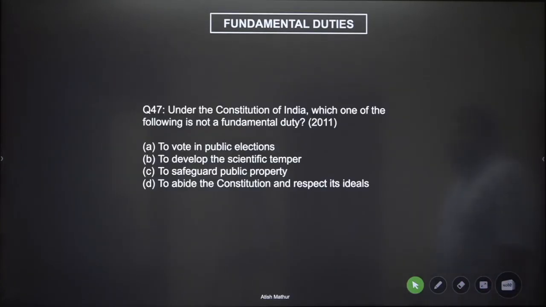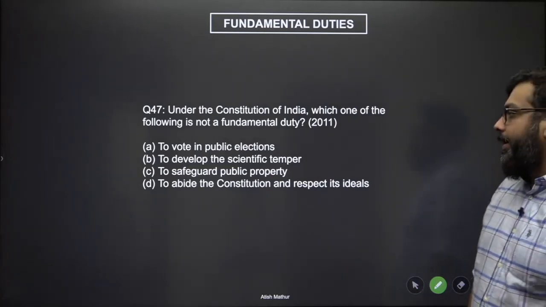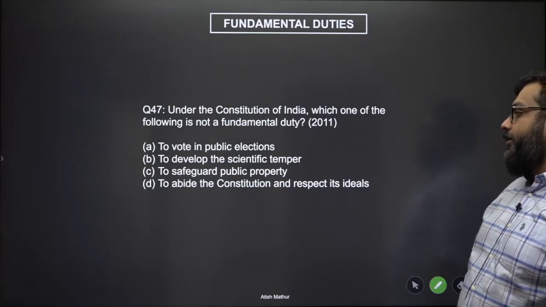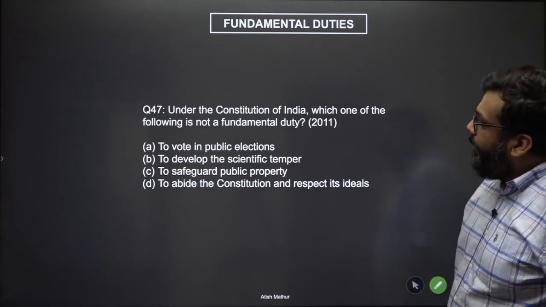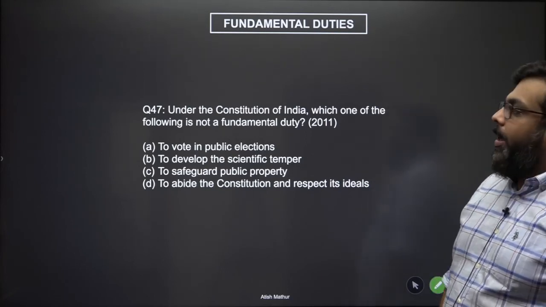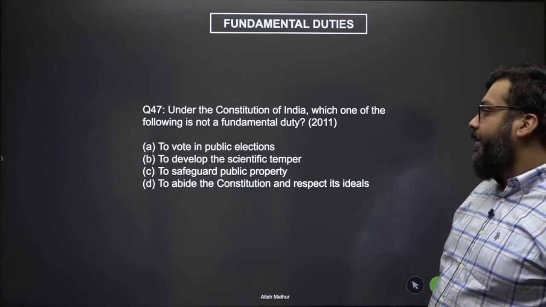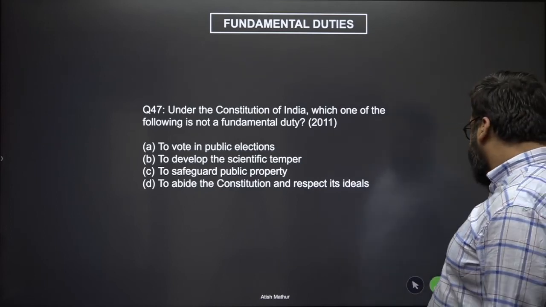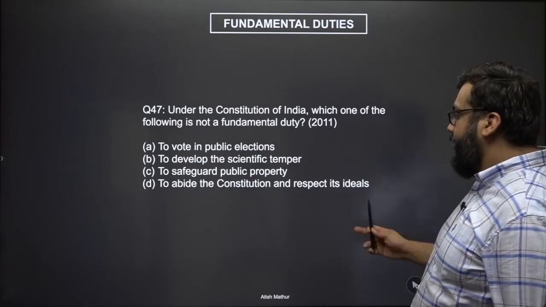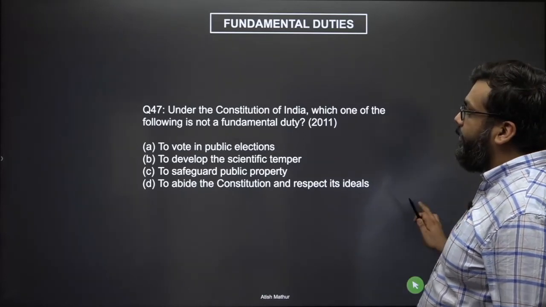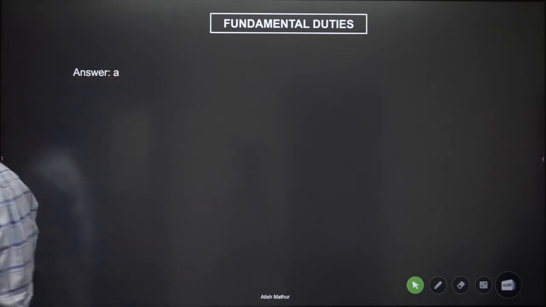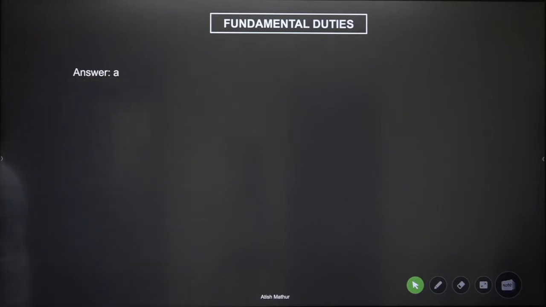Next. Under the Constitution, which of the following is not a fundamental duty? To vote in public elections, to develop scientific temper, to safeguard public property, to abide by the Constitution and respect its ideals. A fundamental duty is for everybody. Everybody is not entitled to vote, so everybody does not have the right to vote, and therefore you don't have a duty to vote in public elections. The answer obviously is A, without a doubt, right?